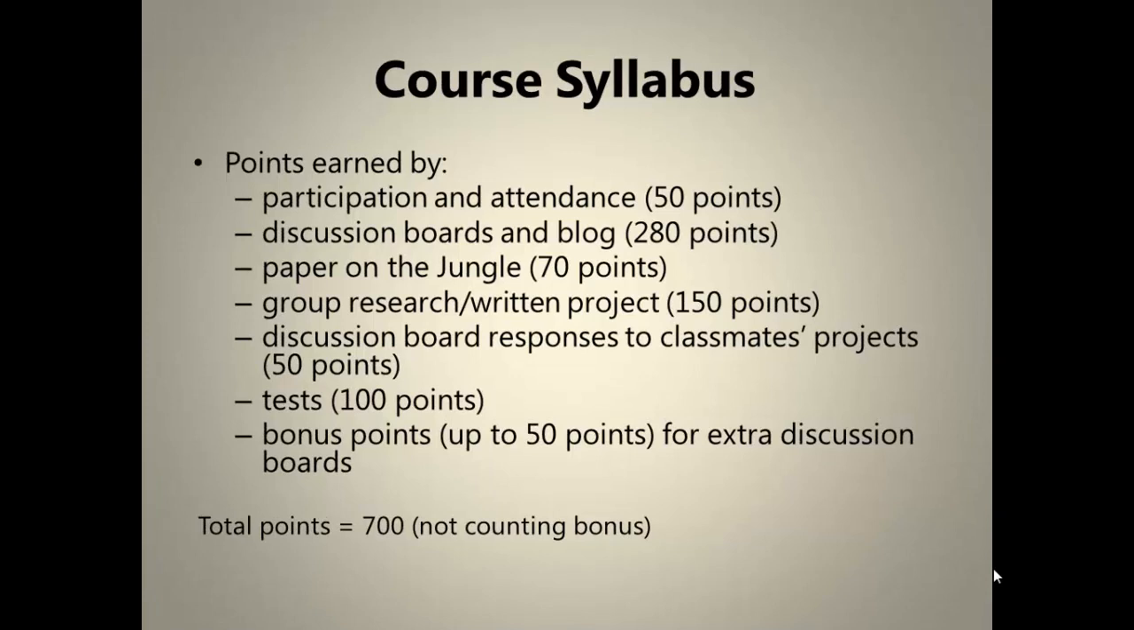You'll see in the syllabus that there are several ways that you earn points in this course. Altogether, a 100% in this class would be 700 points. Now, there are bonus points of up to 50 points for extra discussion boards, and that would be over and above that 700. So technically speaking, you could earn 750 points. But most people don't do that. So somewhere in that area, those 700 points would represent 100%, and you get some points through attendance and participation.